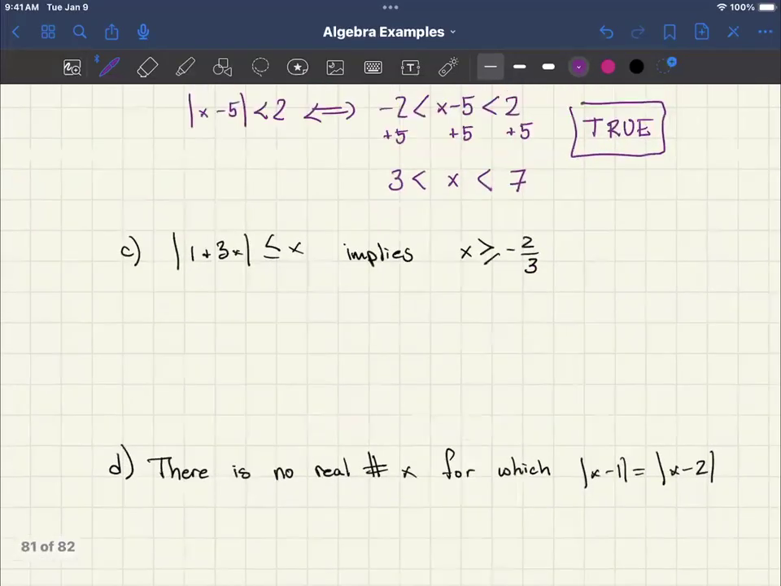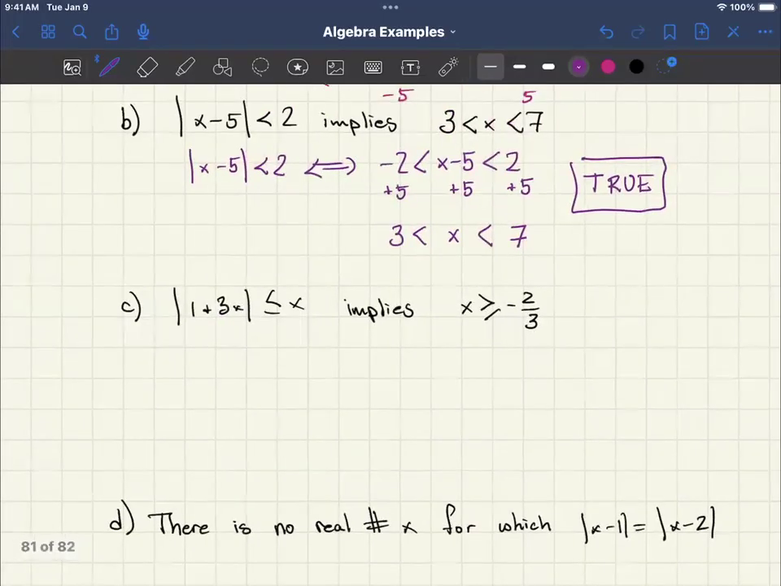All right, let's see what happens with this next one. We have the absolute value of 1 plus 3x is less than or equal to x. And that actually is a mistake. That should be a 1, implies that x is greater than or equal to negative 3 halves. Oof, having x's on both sides, that would be a tricky thing, wouldn't it?